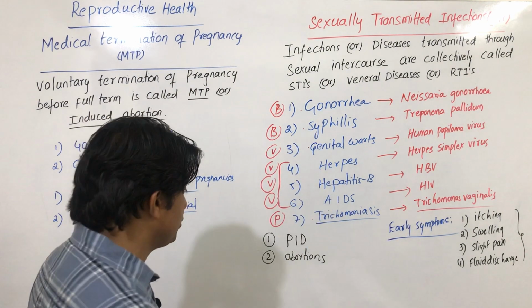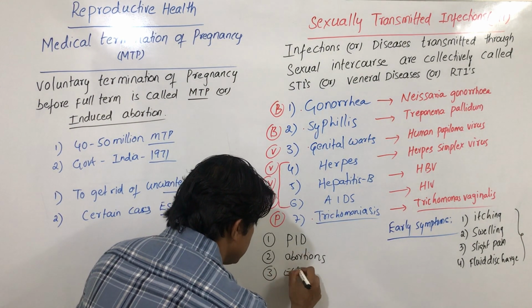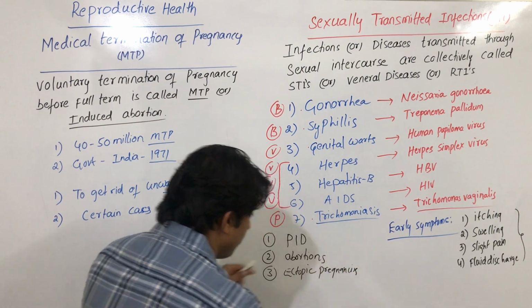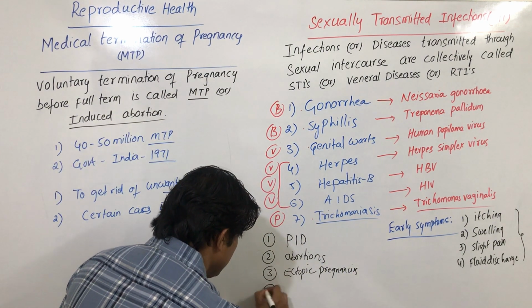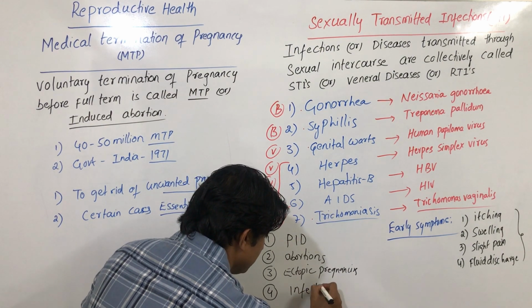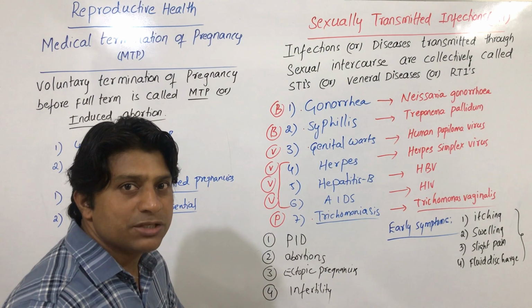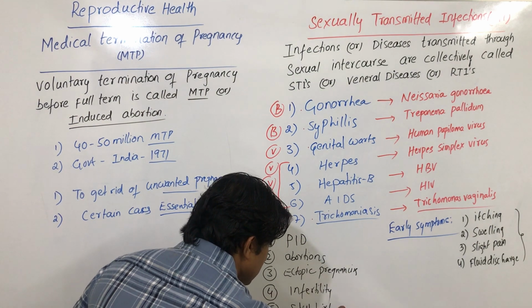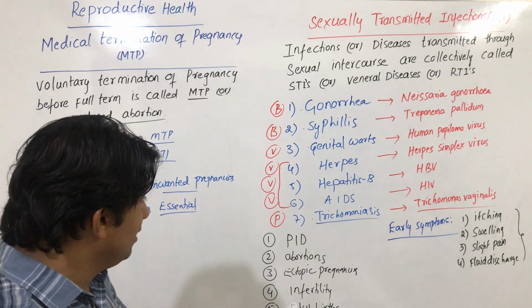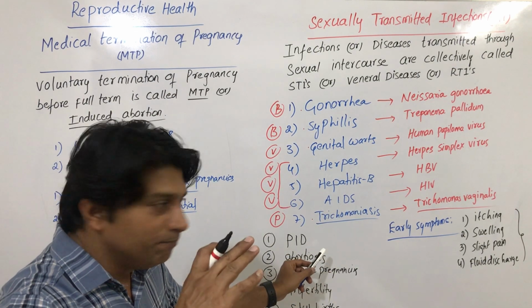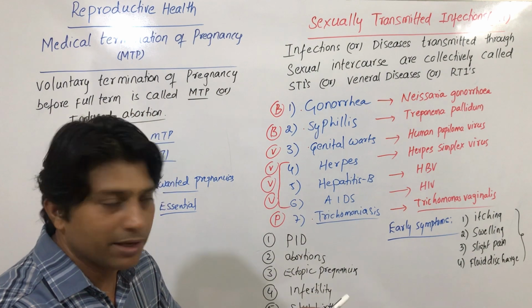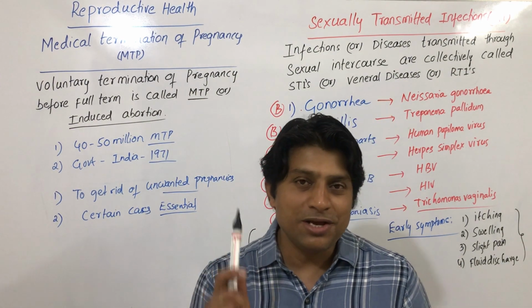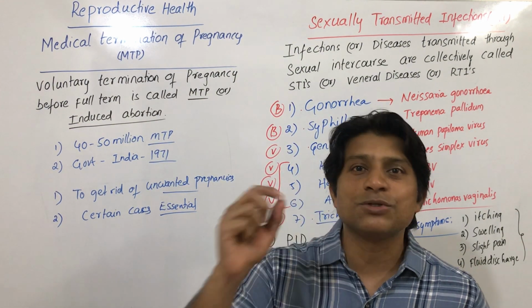These have long-term effects, like ectopic pregnancies, and also infertility, which is due to cancers of the reproductive tract, and stillbirths, so giving birth to a dead child. So if they are not treated at the early symptoms, if proper care is not taken, in later stages they can cause all these complications. So STIs are a major threat to a healthy society.